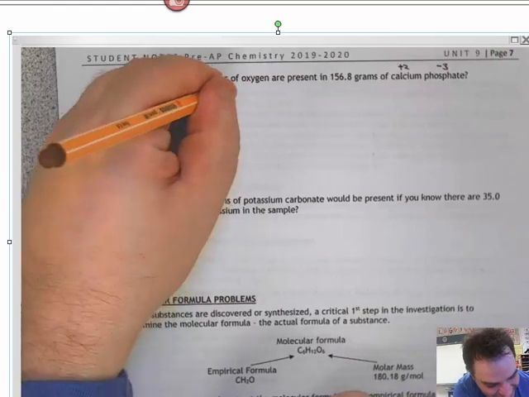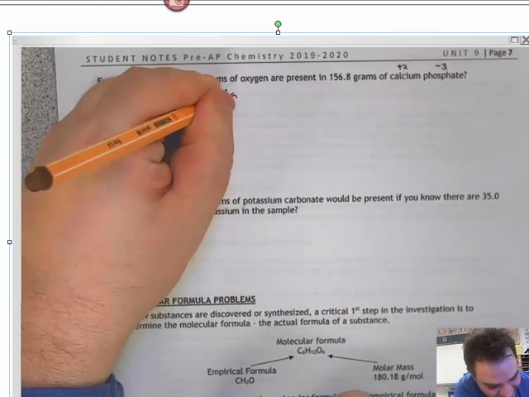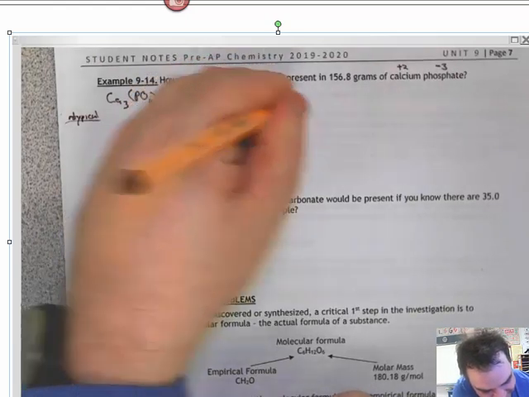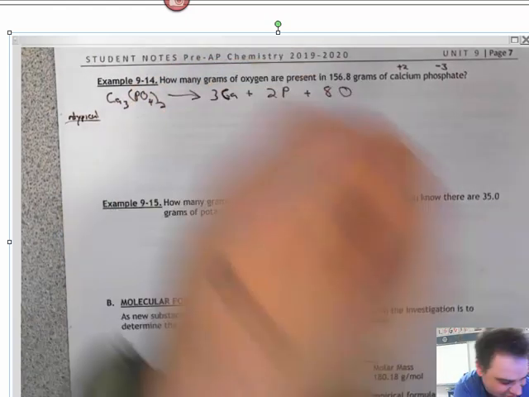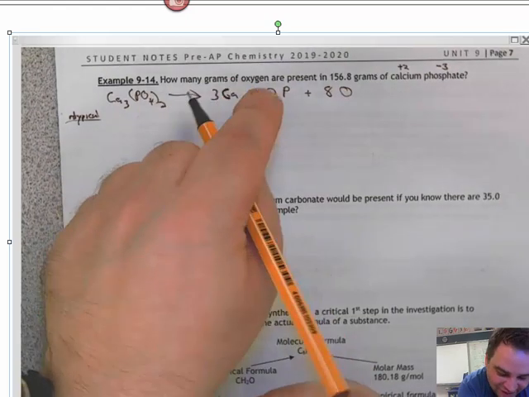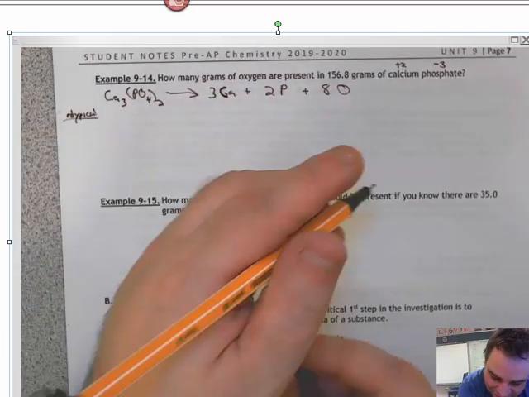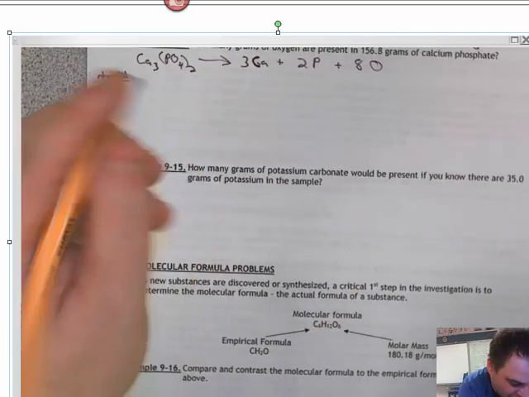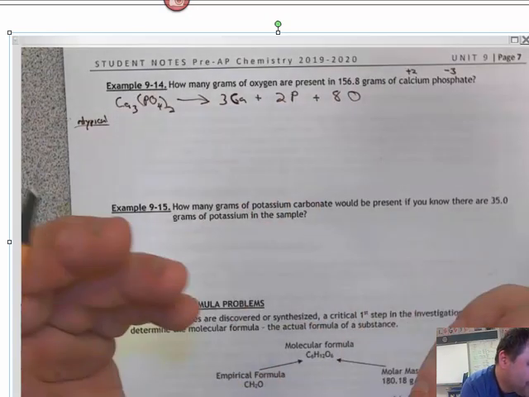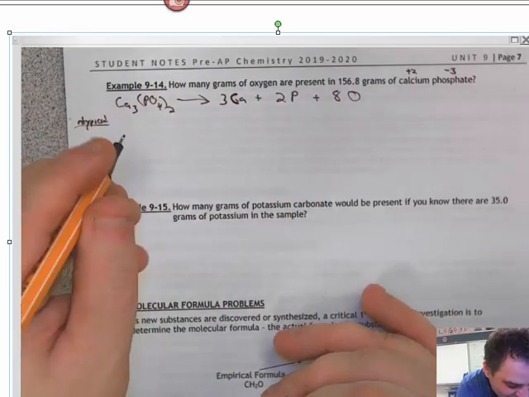Going to separate this into 3 calciums, 2 phosphoruses, and 8 oxygens. Okay. This doesn't say oxygen gas, so I'm going to assume that oxygens here is referring to just oxygen. I know it gets a little confusing at times, but that's what we're going to do here.